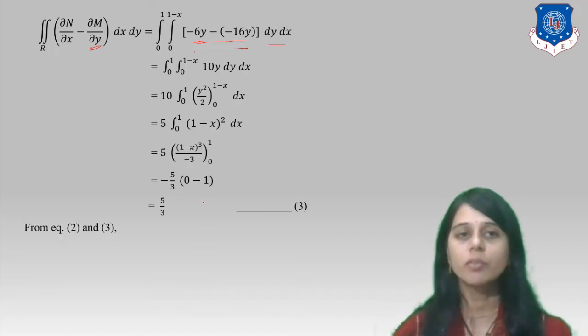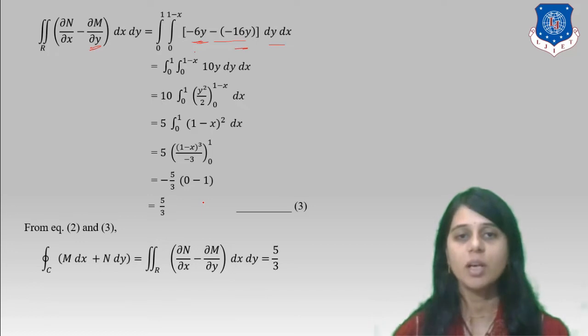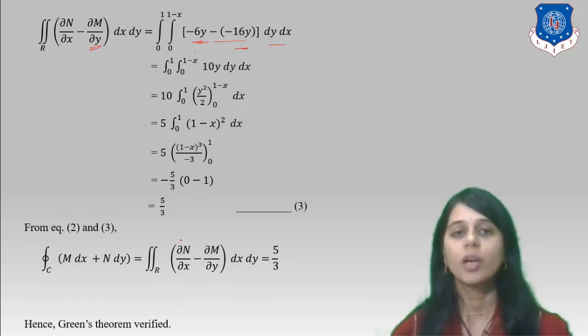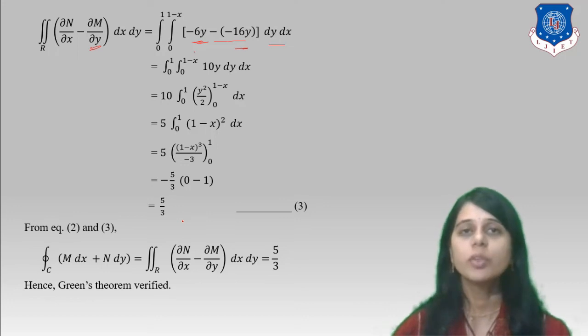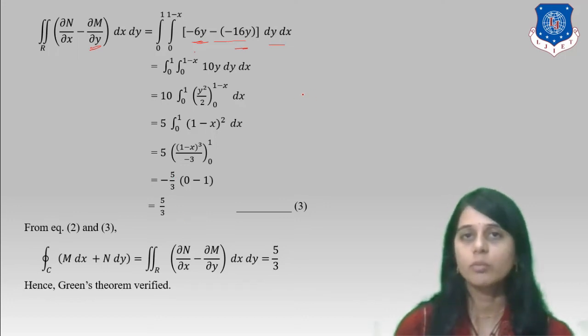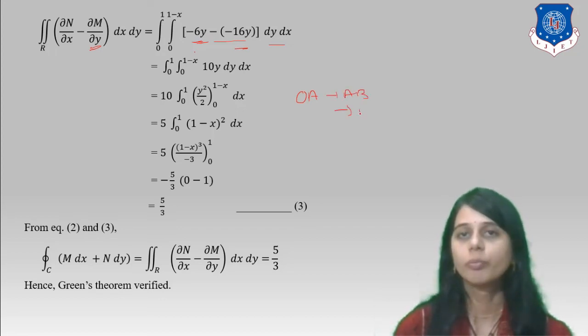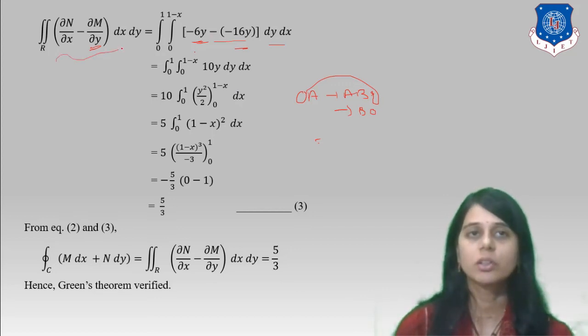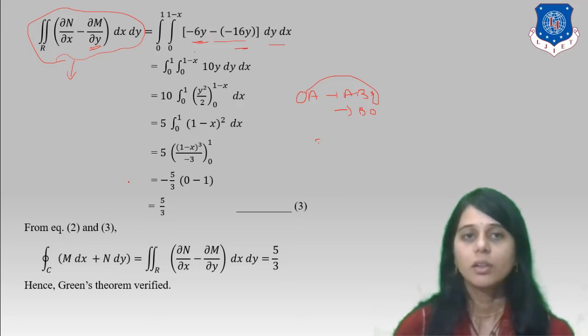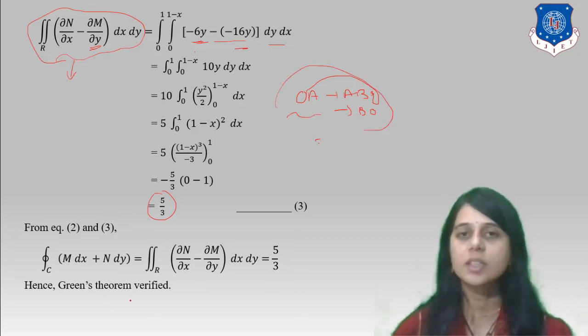Now equation 2 and equation 3 have the same answer. That means we have verified Green's theorem. What we do is take the three line integrals, OA, AB and BO, add these paths, and compare with the area integral. The answer from the Green's theorem statement and the answer from the line integral are the same, so we say that Green's theorem is verified.